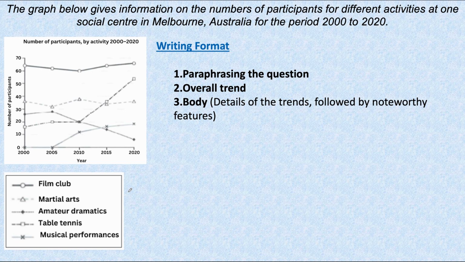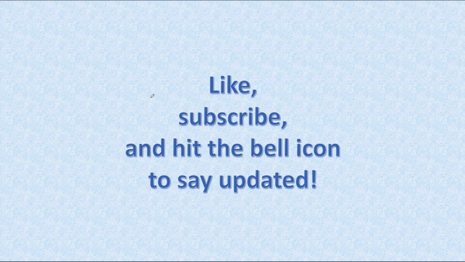Make a special note of the interesting features, and based on all of this, figure out the overall statement. Once we have done this, we follow this writing format, paraphrase the question, write the overall statements. I've shown you more than one way of writing the paraphrasing and the overall statement. After that, we've written the body paragraphs, making sure that we mention the comparisons, the different trends, and the noteworthy features. I hope you found this video helpful.